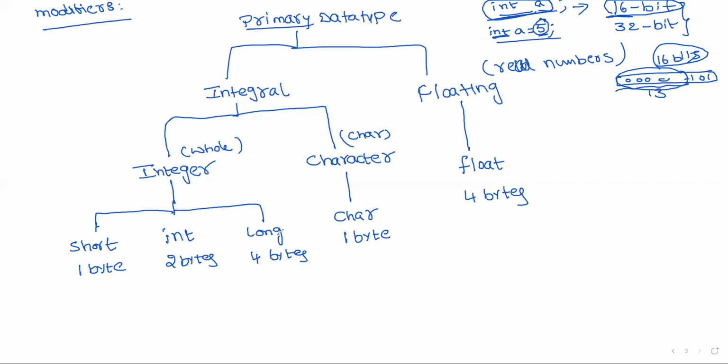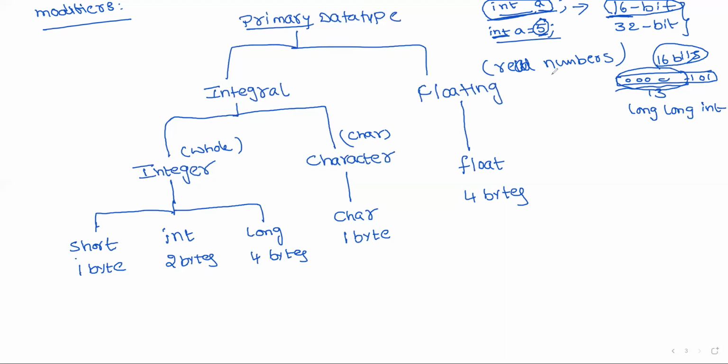Again, suppose if long is also not sufficient, you can move on and so on, that is, long long integer. You can move any number of times. But the minimum criterion is integer. To reduce the size, we move to short. To increase the size, we move to long.